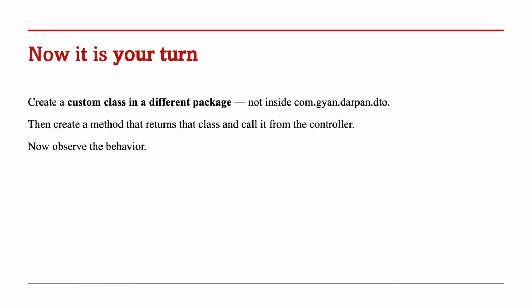Alright, now it is your turn. We just proved that com.gan.derpund.dto.* intercepts methods returning any class from the DTO package. Now, I want you to test one more scenario yourself. Create a new class in a different package, not DTO, and see what happens. Try it. Drop your findings in the comments.